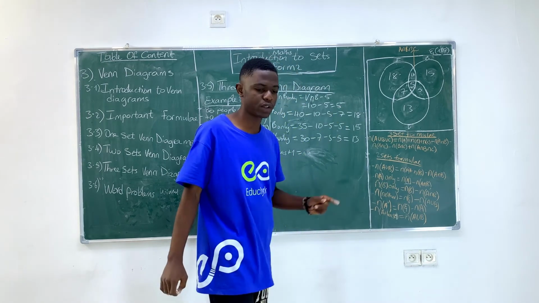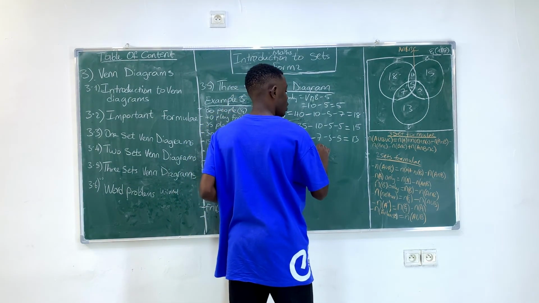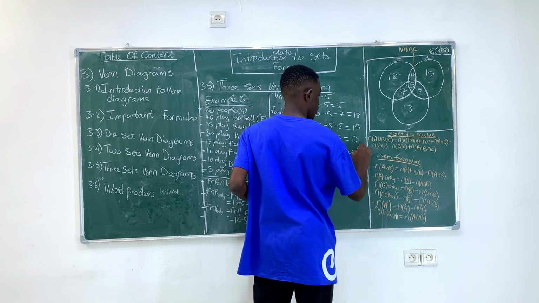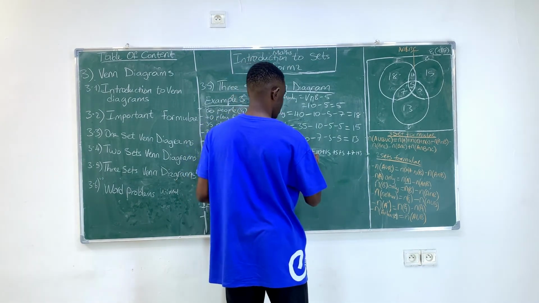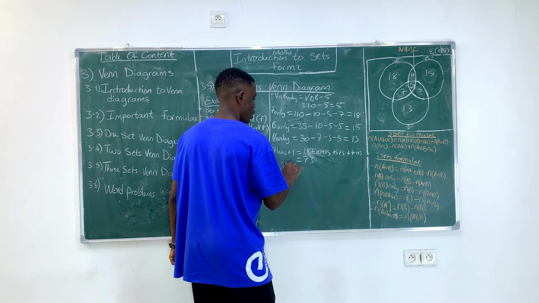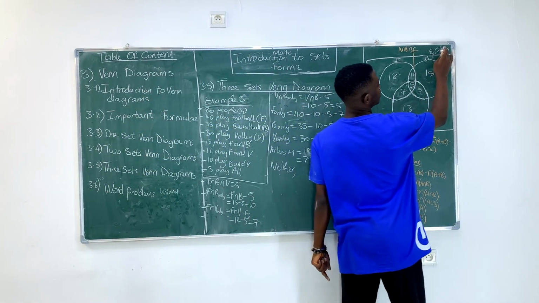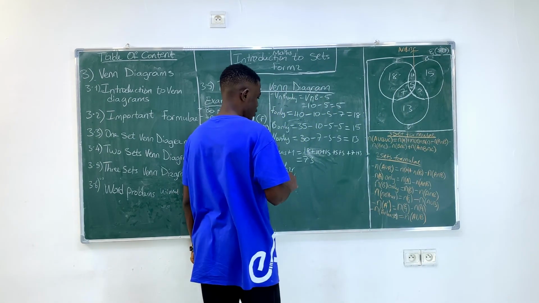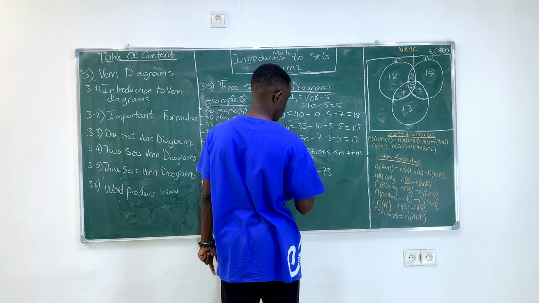So when you sum all of it, what are you going to have? When you do 18 plus 10 plus 15 plus 5 plus 5 plus 7 plus 18, that is going to be equal to 73. Now, for neither, you have here in C. The sample space in this case is 80. So for neither, you have 80 minus this 73. This will give you 7.